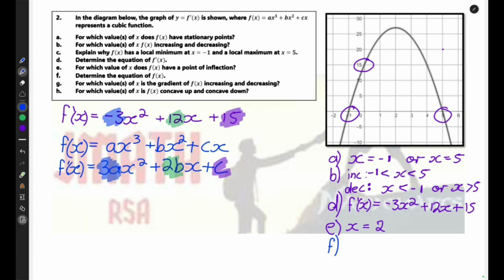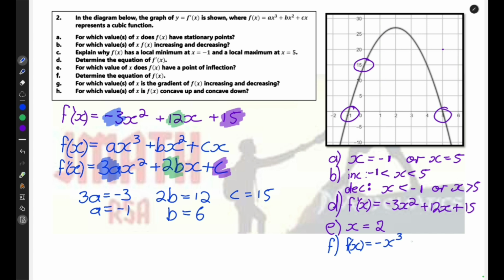And now I can just write that down for them and solve. So 3a is equal to minus 3, therefore a is equal to minus 1. 2b is equal to 12, and therefore b must be equal to 6. And c is just equal to 15. So to answer the question, what is the formula of f? I can say, okay, so f(x) must be equal to minus x cubed plus 6x squared plus 15x. That's it. I don't think this method is too difficult. I like this one more than the antiderivative because it's much easier to understand.